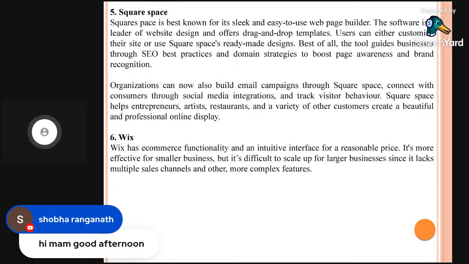this is also a well-known component, a sleek and easy to use web page builder. The software, a leader for website design, offers drag and drop templates. Users can either customize their sites or use Squarespace's ready-made designs. Organizations can build email campaigns through Squarespace. They connect with consumers through social media integration, track visitor behavior, and it helps entrepreneurs, artisans, even restaurants, and a variety of other customers create beautiful professional online displays. That is the strength of Squarespace.